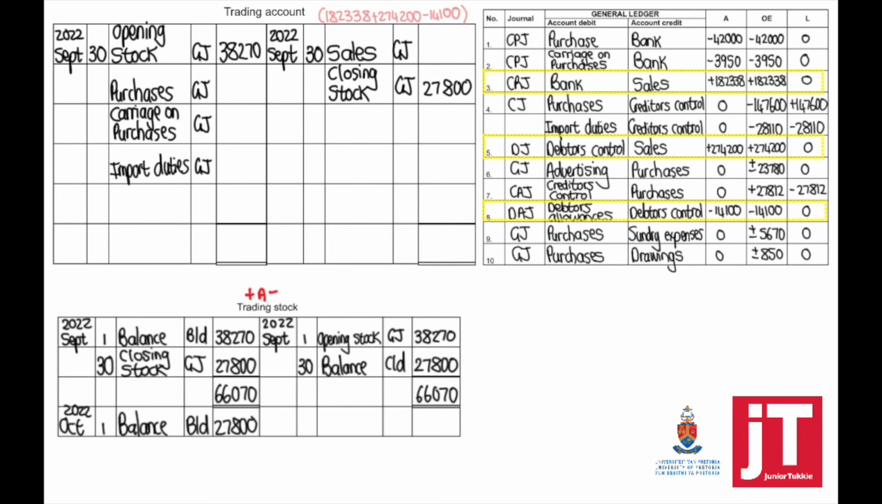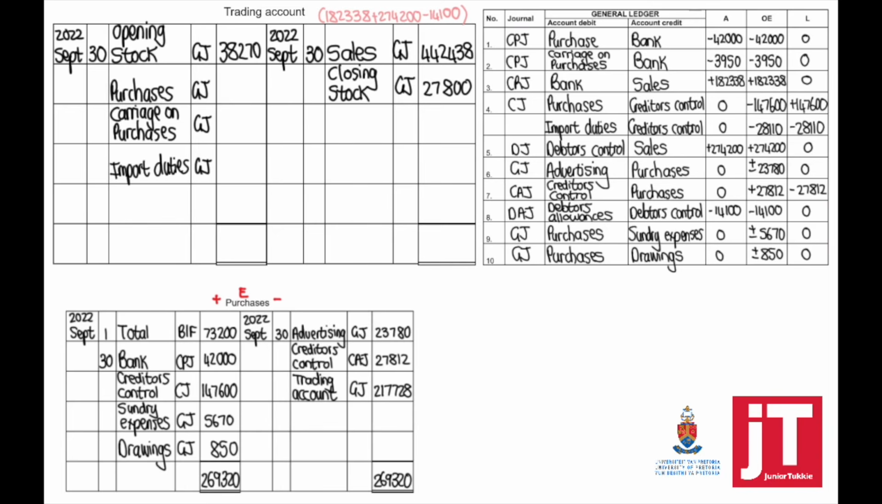If we're now looking at our sales, remember, debtors' allowances is closed off to my sales. Sales consist out of cash and credit sales. So from the cash receipts journal, our total sales, plus from the debtors journal, our total credit sales, minus the debtors' allowances equals my total sales.